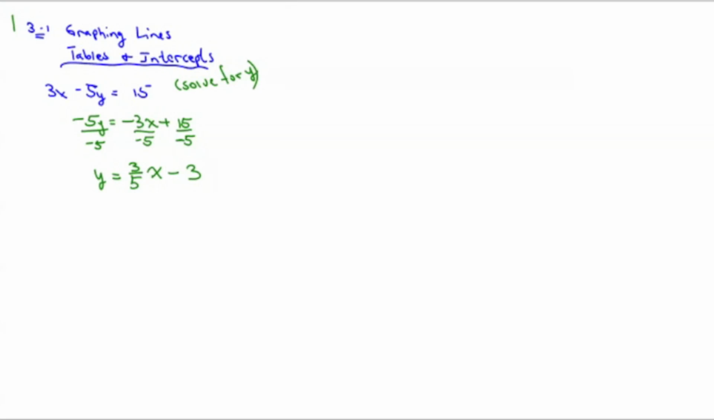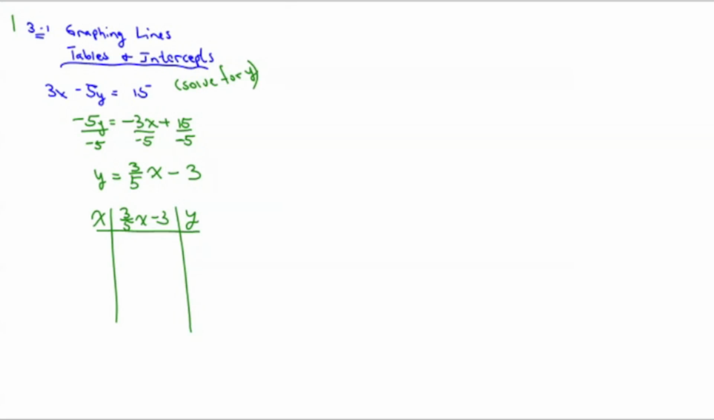Okay. So if we're going to do this by table, what kind of values would you choose? Numbers divisible by 5, because that's the denominator here. And we only have to choose 3 of them. 2 to make a line, third one to check to make sure you did the first 2 correct. What's x called? Independent variable. Why? Dependent. They actually have other names, but we'll get into that later. So write this down as 3/5 x. Minus 3 goes in the middle.